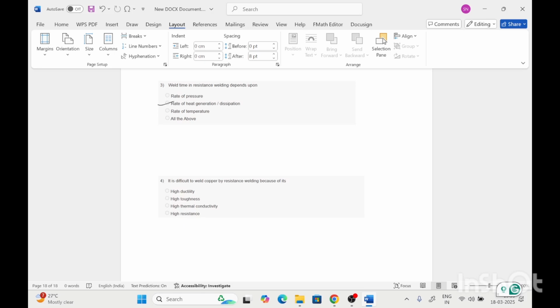So if you are applying more pressure, nothing temperature related changes, the weld time depends on the heat generated. Heat generated is written as I square R T, where I is current and R is resistance. So the heat generation will depend on the current and resistance, not on the pressure. Okay, okay.